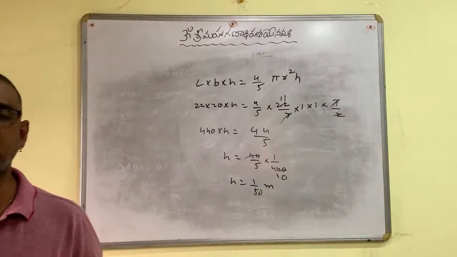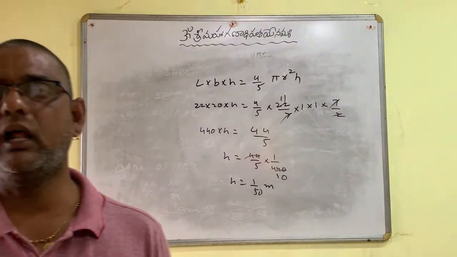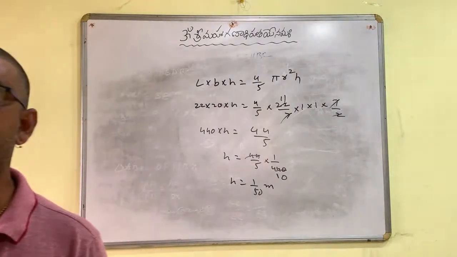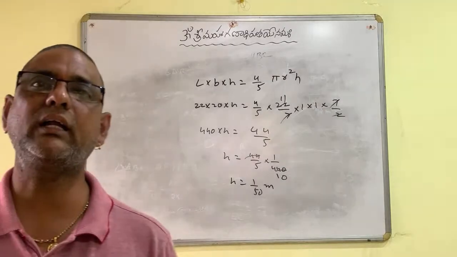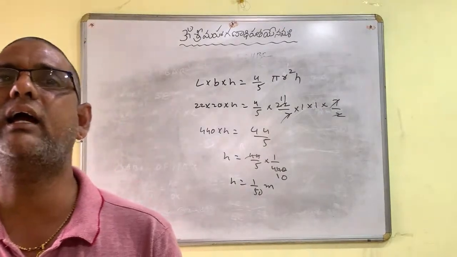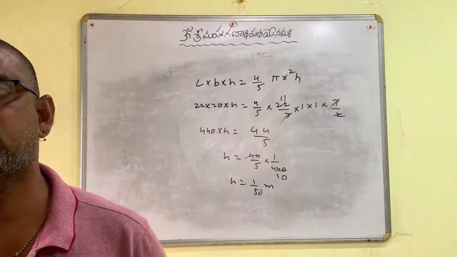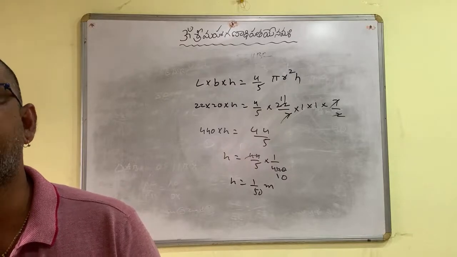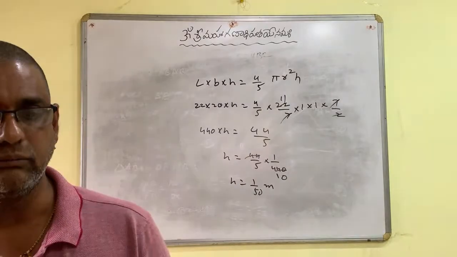And the height of the water that stands on the roof, if all the roof is closed, is 1/50th of a meter. So that much water is collected into a cylindrical tank of diameter 1 meter, radius 7/2. It fills 4/5 of the cylinder volume.